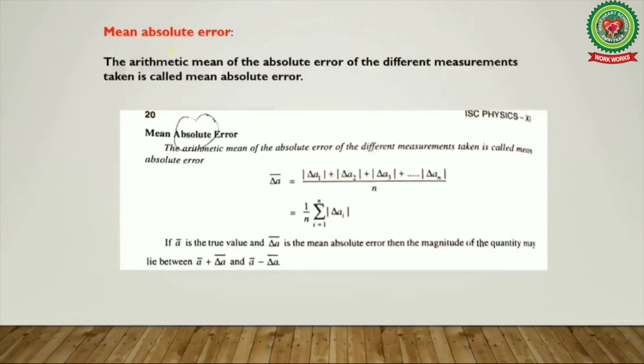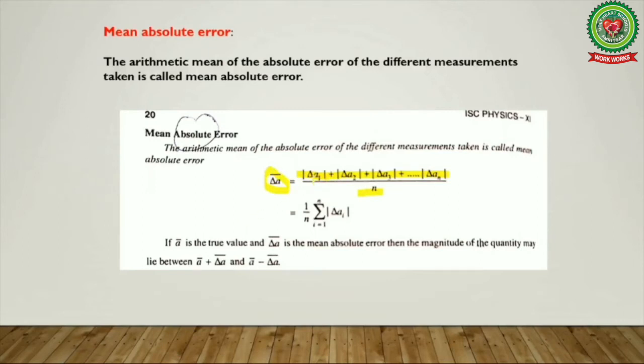Next is the mean absolute error. The arithmetic mean of the absolute errors of different measurements is called the mean absolute error. First, you have to keep one thing in mind. We are going to take the arithmetic mean of the absolute errors of the different measurements, and we are going to take their mod. You can see these two lines. This is called mod. We will take the mean of all these values. The result will be the mean absolute error.